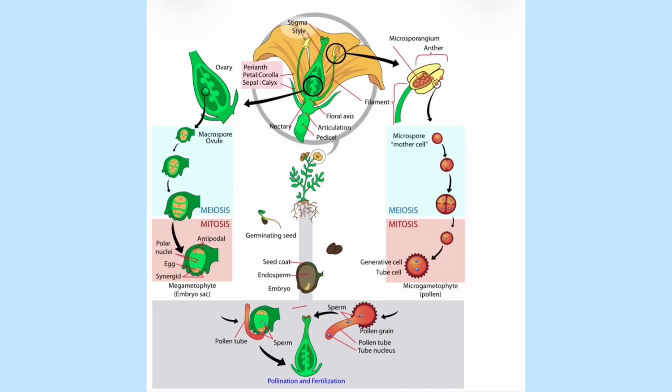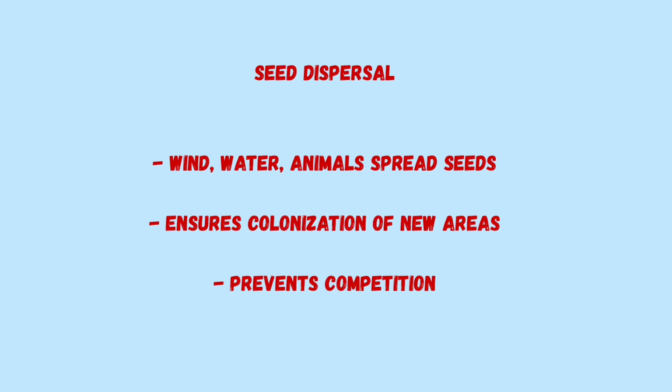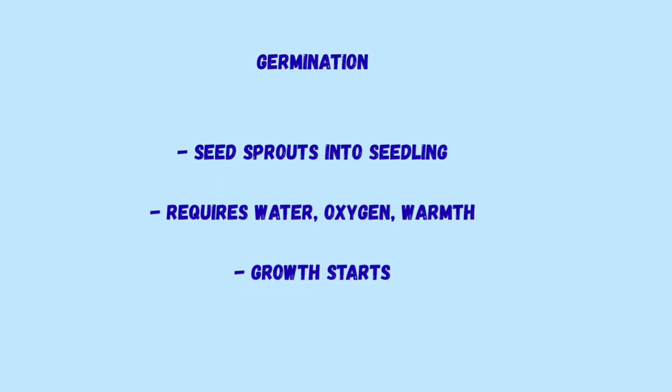Now what is seed formation? The ovule becomes the seed. The seed contains an embryo and is surrounded by a seed coat. Okay. Now what is seed dispersal? Wind, water and animals spread the seeds. This ensures colonization of new areas and prevents competition. Germination, what is it about? The seed sprouts into a seedling that requires water, oxygen and warmth, and the growth starts from here.